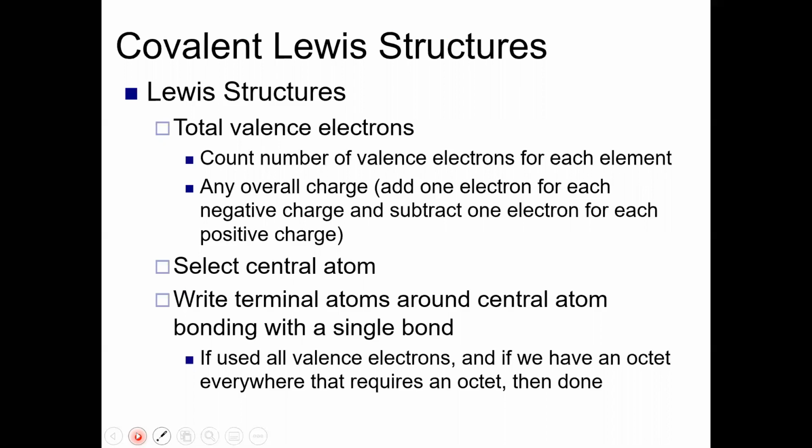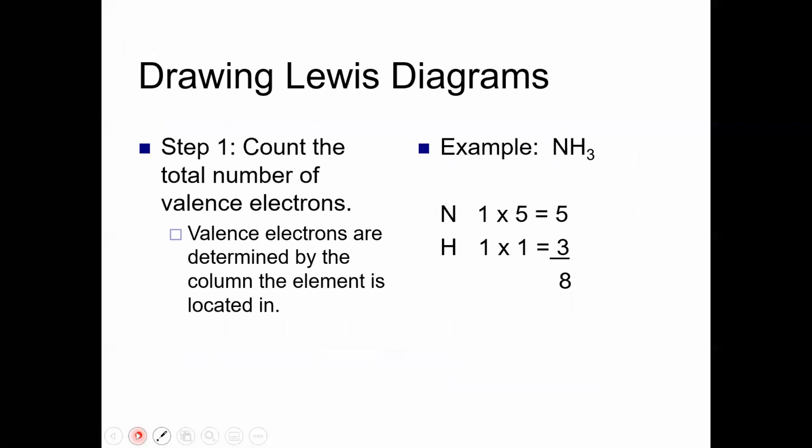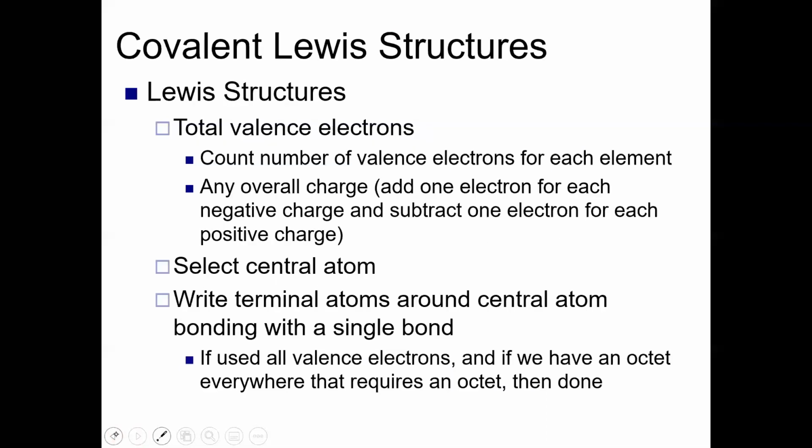After we know the number of valence electrons, we'll need to select our central atom, and then we'll need to write out the terminal atoms around our central atom using first a single bond. If we haven't used up all our valence electrons and we still don't have an octet yet, everywhere that requires an octet, then we need to consider more than just a single bond.